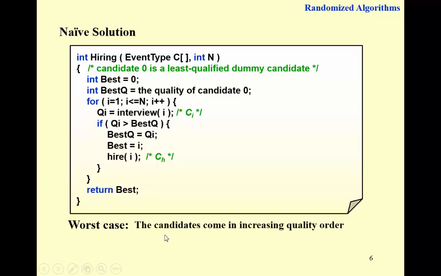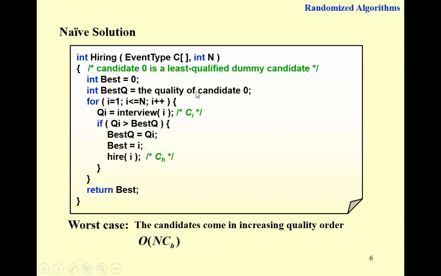The worst case is when the candidates come in increasing quality order, right? And then we're going to have to hire every one of them and fire every one of them except the last one. Right? So the total cost is what? Is n times C sub I plus C sub H. And because we know that C sub H is much, much larger than C sub I, therefore we can simplify the form of complexity as big O of n times C sub H.